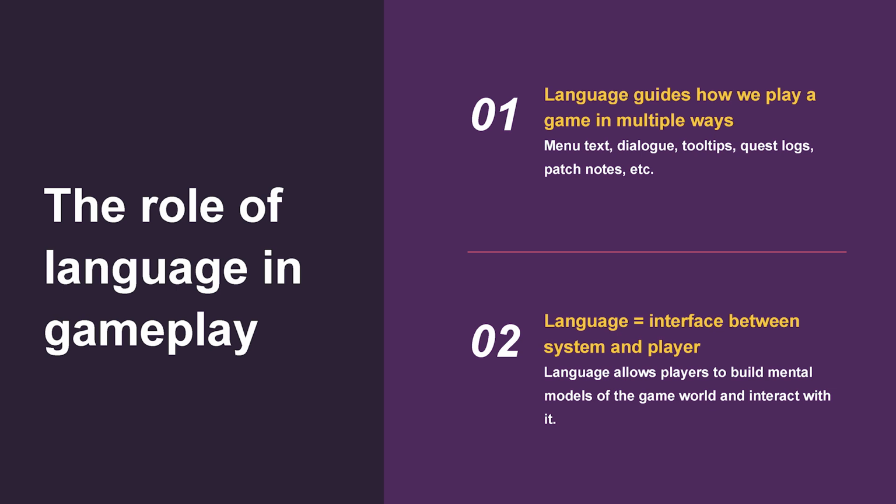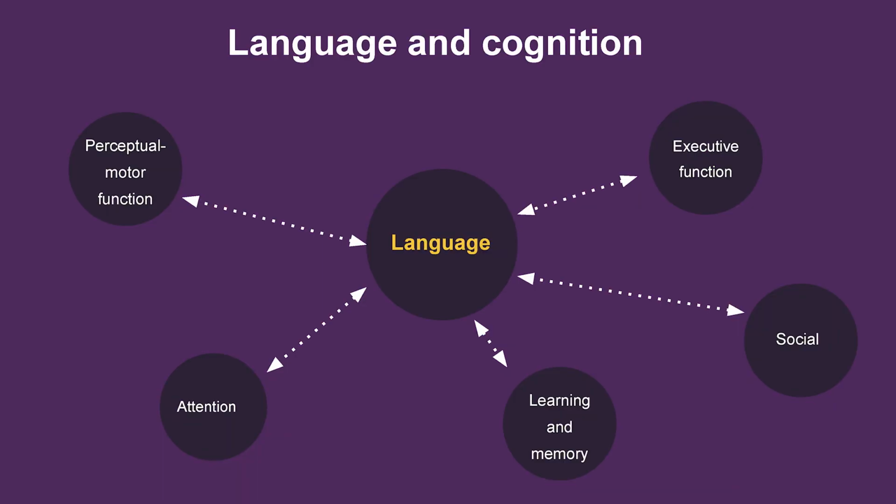So to start with, I want to talk about the role of language in gameplay. Language isn't just dialogue or written text, it's everywhere in the game worlds we build. It's the interface between the system and the player, and it helps them build mental models of the game world and how they need to interact with it. It's menu text, it's dialogue, it's tooltips, it's quest logs, it's patch notes. It's everywhere.